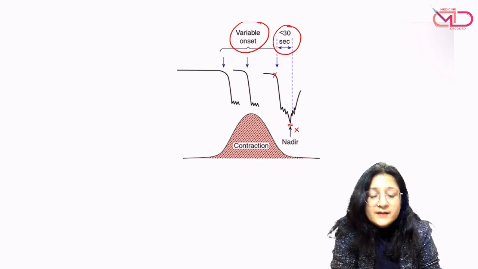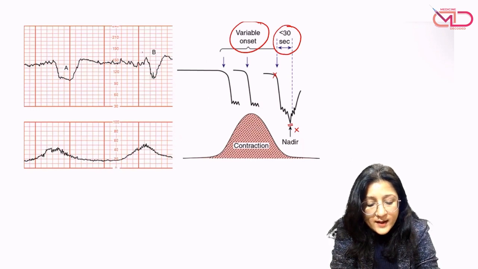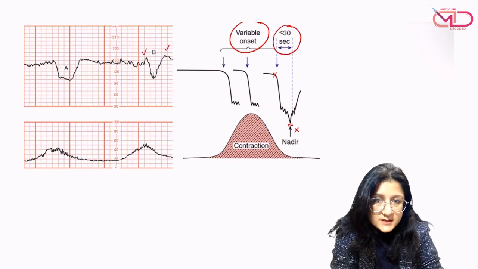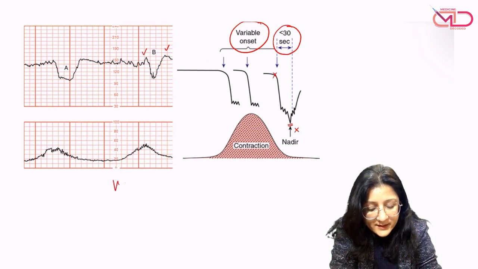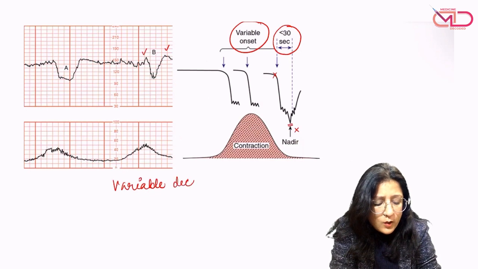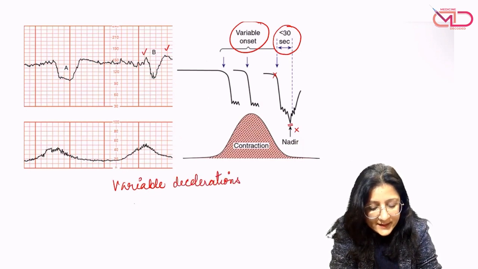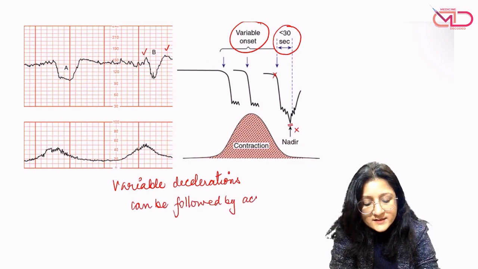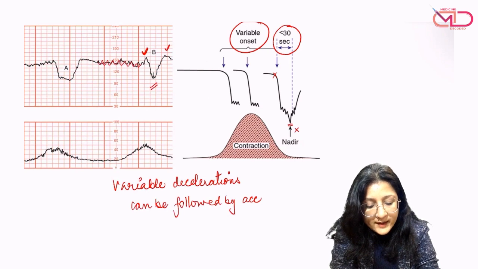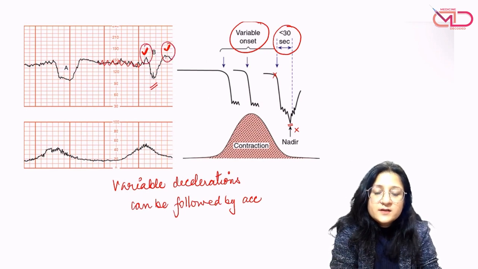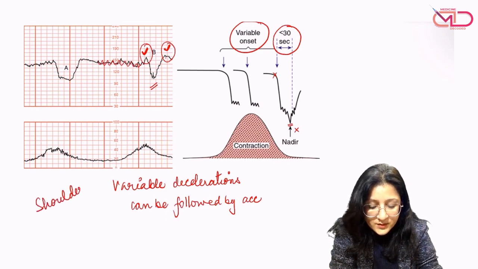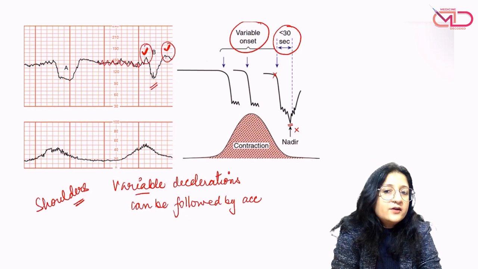Secondly, variable decelerations are the ones which can be followed by accelerations. We call it shoulders of acceleration. It is the variable decelerations which may not always be followed by acceleration, but they can be followed by accelerations in the fetal heart rate pattern. See here, this is the fetal heart rate pattern. There's a variable deceleration, and it has got followed by, and also before the deceleration, there is a slight peak of acceleration. These are called shoulders of acceleration. So they are present with variable decelerations, not early or late decelerations.